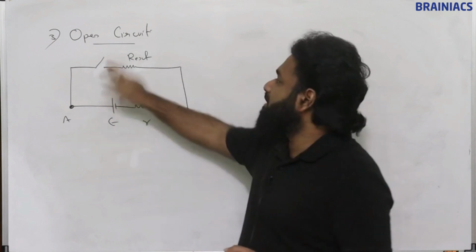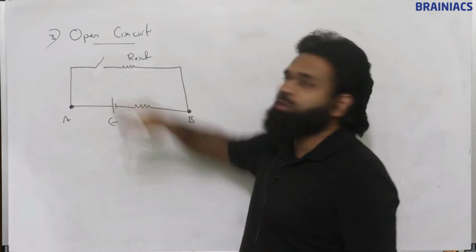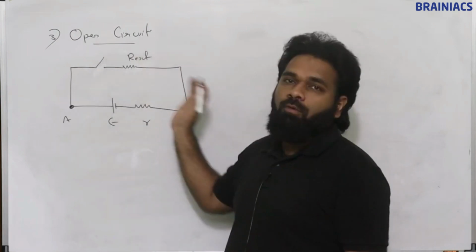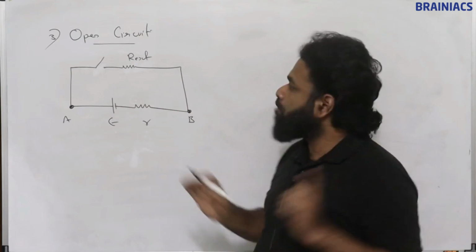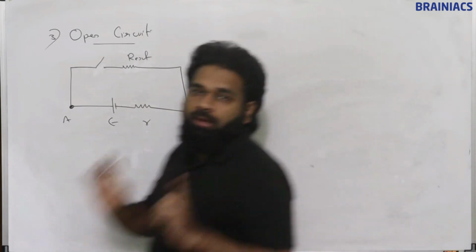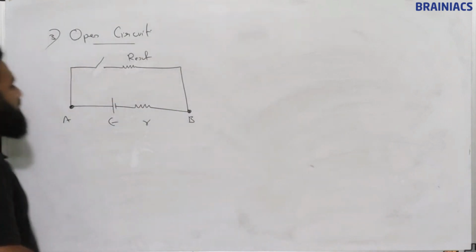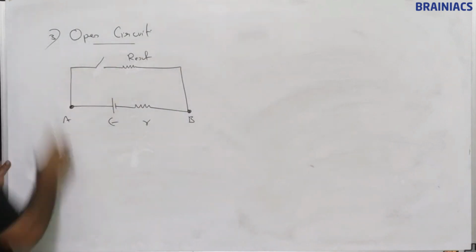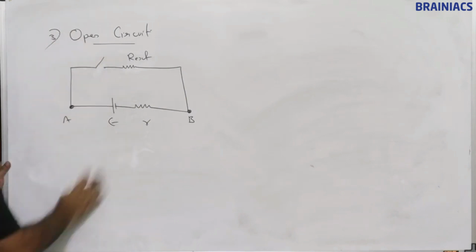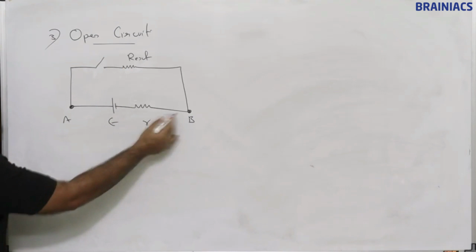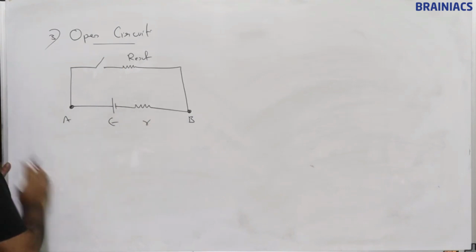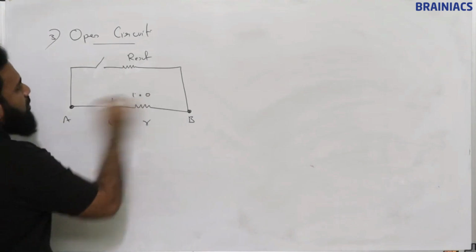Open circuit is nothing but there is a cell, with its internal resistance. This is a switch. If we switch on, what will happen? Current will flow. When the switch is off, no current. So what happens here? This is called open circuit, no current is flowing. This is not a closed circuit. So no current is flowing, so I is equal to 0.